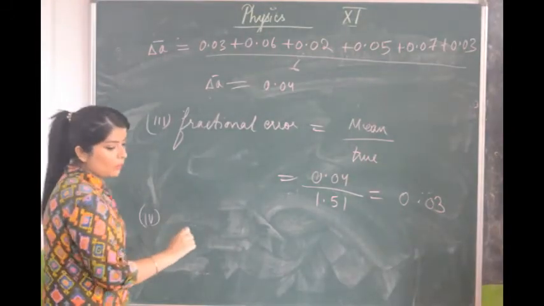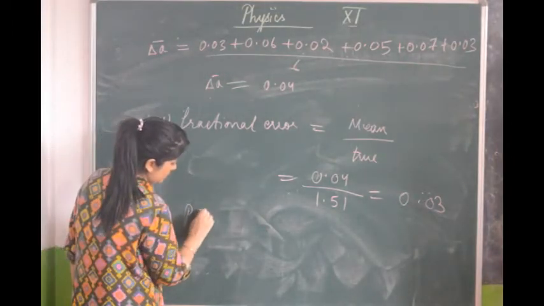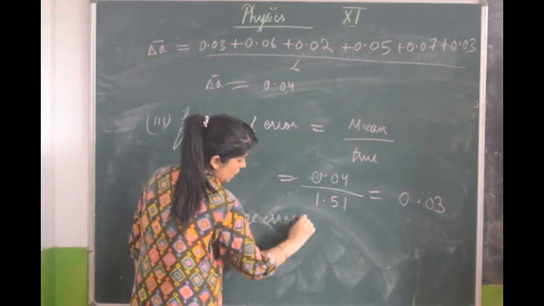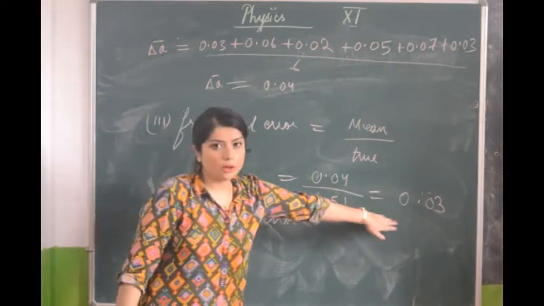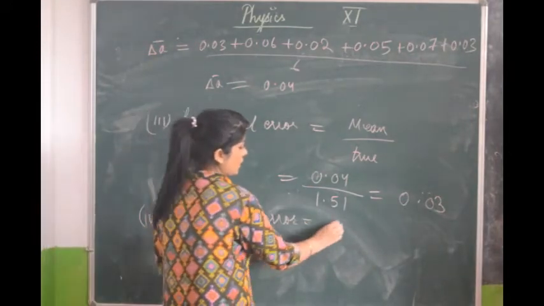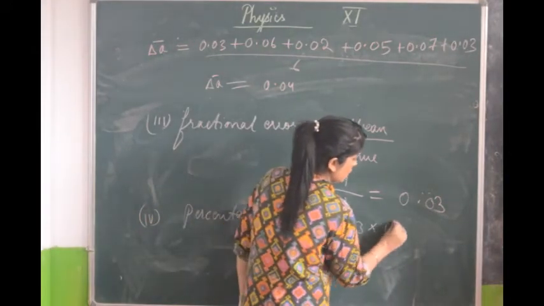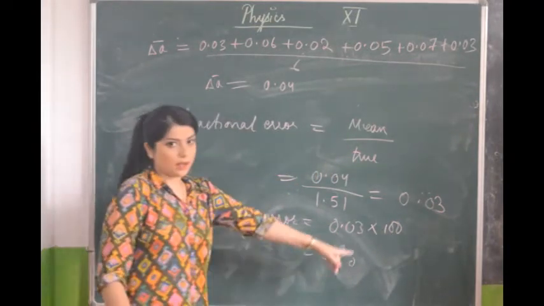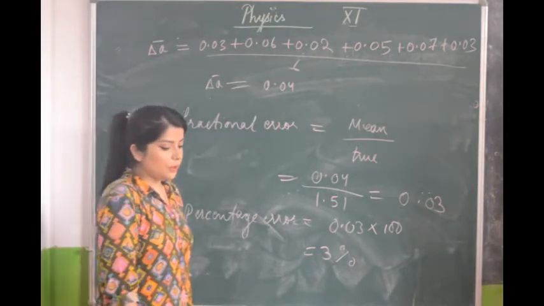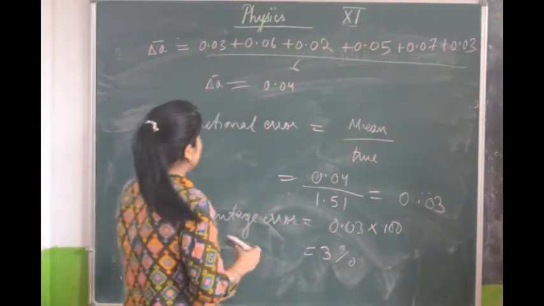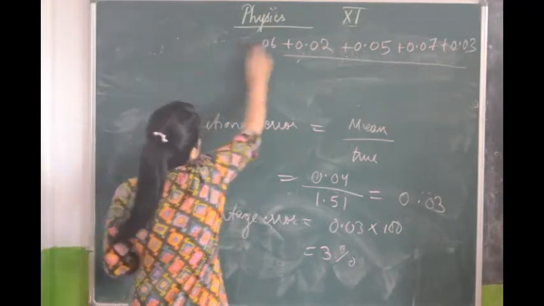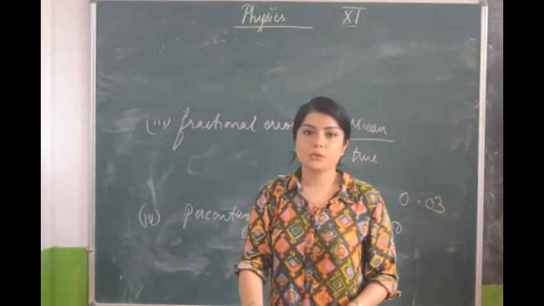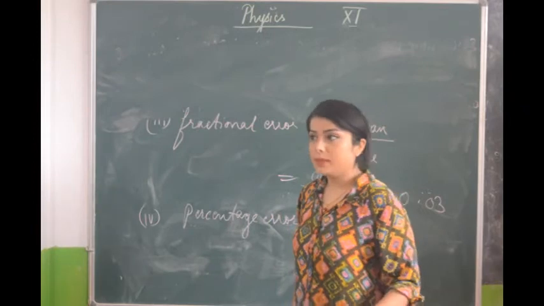Now the fourth one is percentage error. Percentage error is fractional error into 100. Fractional error is 0.03 into 100. This comes out to 3%. So the error in the calculation is actually 3%. Now to write the error in the error limit, I have told you how to write the error limit, that is mean value, true value plus minus mean error.